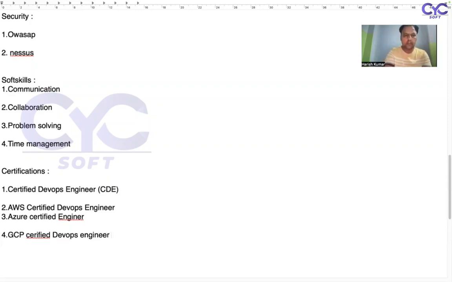Next, you can go with, finally, I can go with Certified Scrum Master. Okay, so there are certifications you can go with according to your experience level.